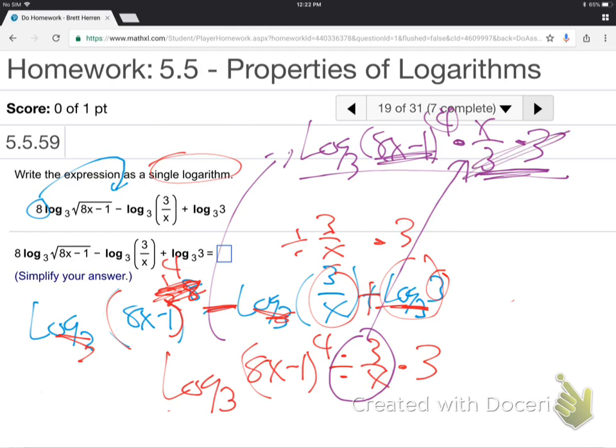Anyway, these 3's just cancel, don't they? Let's just cross cancel and we're done. That's basically it. Log base 3. Just got to keep that 4 where it's at and times it.